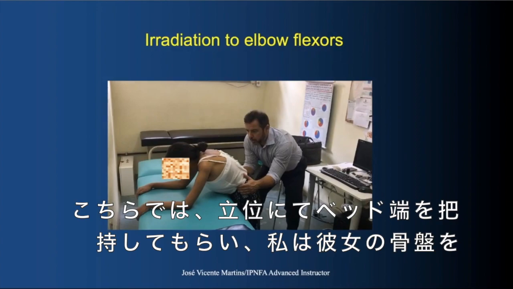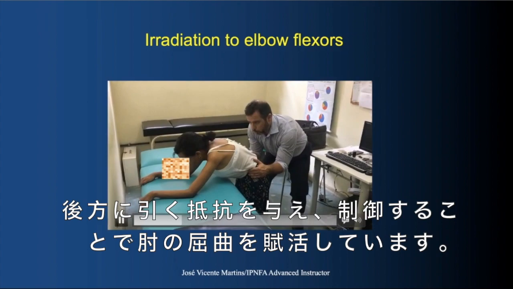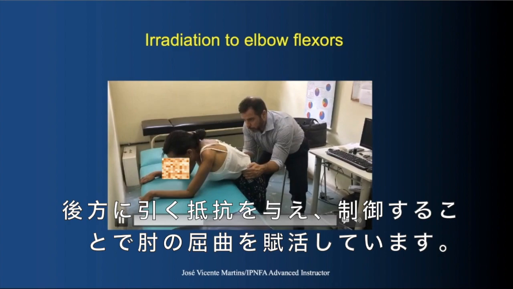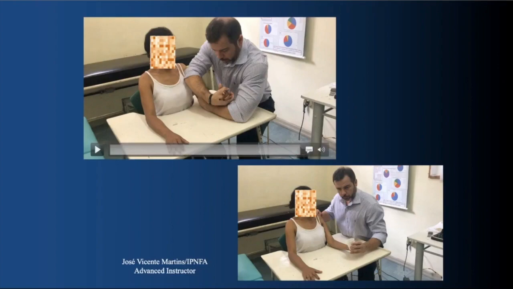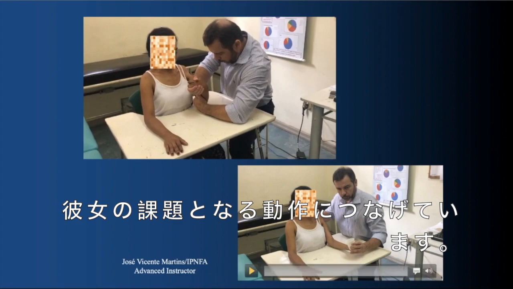And here, in a standing position, she's holding the table, I'm putting her back and down, and then she has to go back, and when she does this kind of movement, she starts to emphasize elbow flexors. Here, flexion, adduction, external rotation with elbow flexion to emphasize this kind of task.